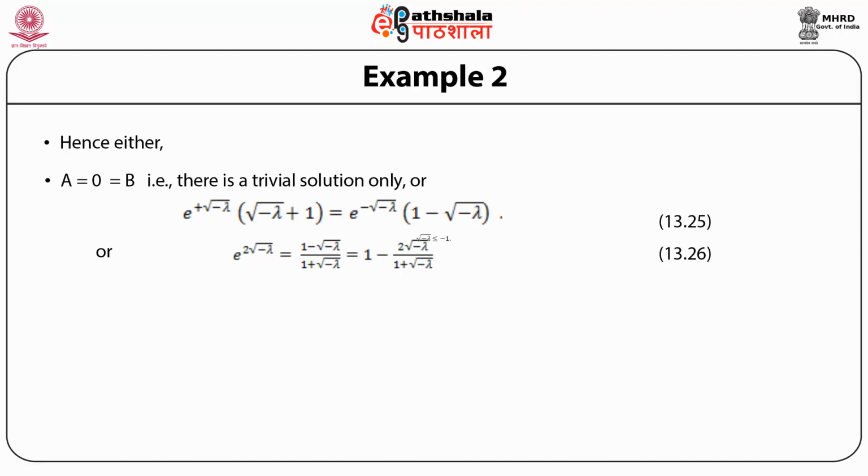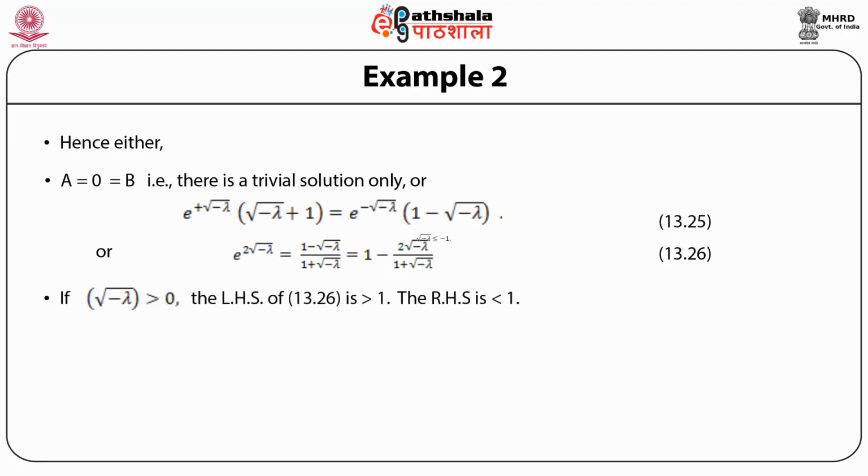but there exists a possibility when the exponential of square root of minus lambda into 1 plus square root of minus lambda is equal to 1 minus square root of minus lambda multiplied by the exponential of minus square root of minus lambda, in which case you can write that the exponential of 2 times square root of minus lambda is equal to 1 minus square root of minus lambda divided by 1 plus square root of minus lambda.